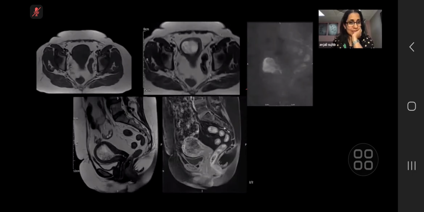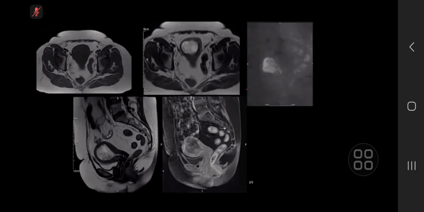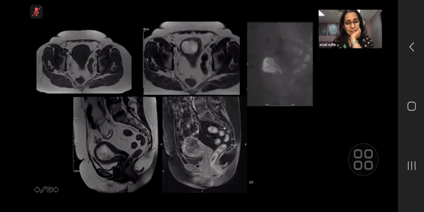Now, you don't have to describe it. Stage it. Give me the stage. I think that it is confined to the uterus, but on the post-contrast fat-saturated image, there is more than 50% involvement of the myometrium. Excellent. That would make it a 1B. Well done.